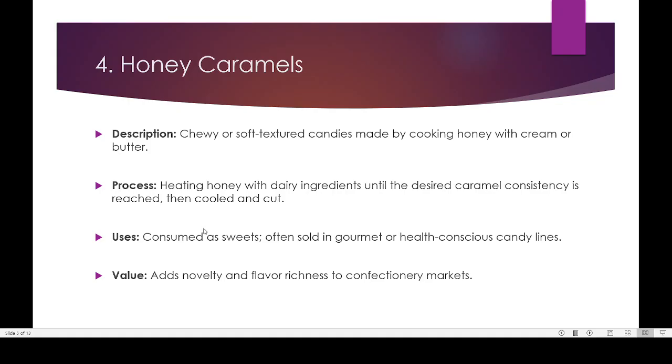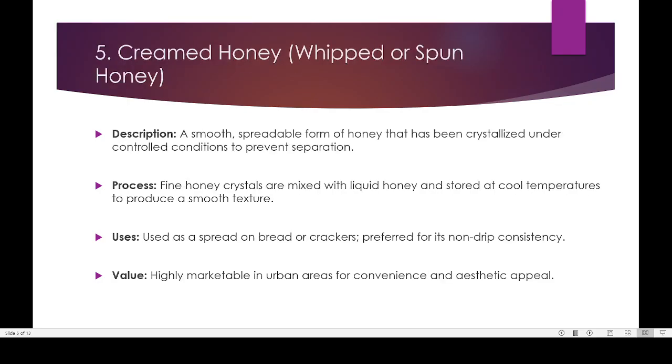And the main advantage or main use of honey caramel is that it is used as a sweet, often sold in gourmet or health-conscious candy lines, because people are always very crazy about honey. They know the medicinal value of honey. So in our country also people take honey because it helps in reducing weight, for slimming. So honey is a useful thing. Then it adds novelty and flavor richness to what is normally a different type of product. So that is honey caramel.